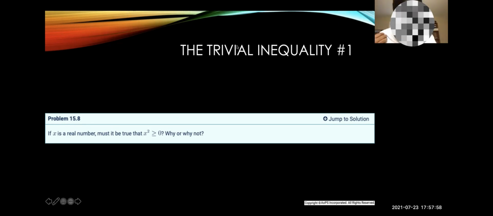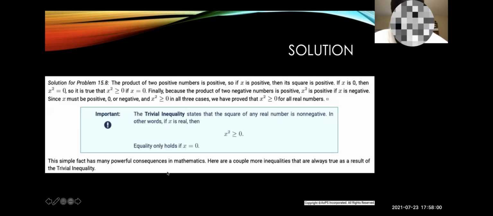Okay, this was a relatively easy problem, so I'm just going to explain it. This is always true, since we're only talking about real numbers in this case. If you graph y equals x squared, it'll always be 0 or positive. That's just how that parabola works, and that fact is what we call the trivial inequality.